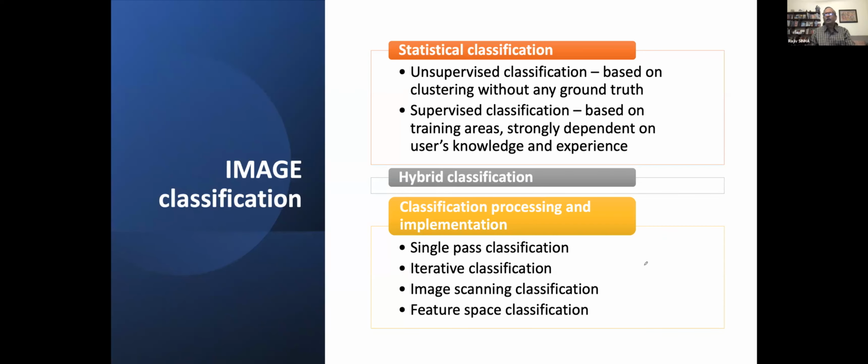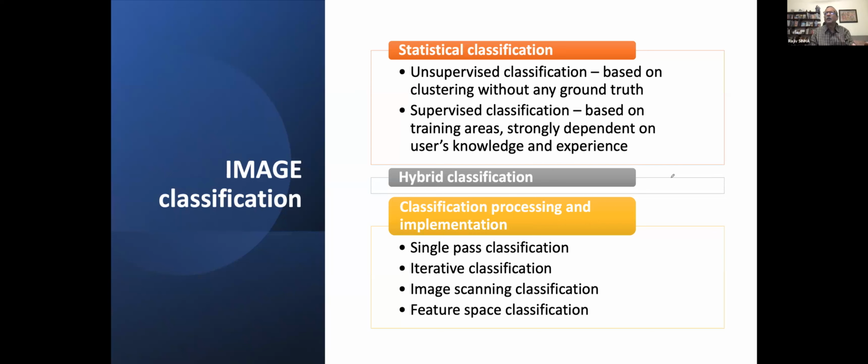The last topic I want to touch on today is classification. Now, after the image processing, we generally need to classify the images into certain specific features. For example, you want to create a land use land cover classification, or you want to create different kinds of vegetation classification and so on. So there are many methods of classification schemes.